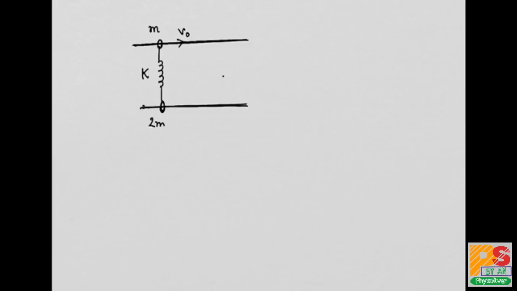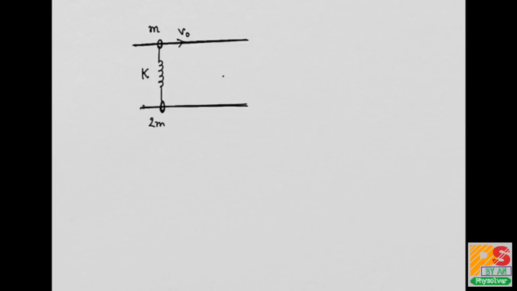Let's draw the diagram here. This is one rail and this is the other rail. No friction is present. This is the first ring of mass m, which is given a velocity v0 towards right, and it is connected to another ring of mass 2m by a massless ideal spring having force constant k, and this is the natural or unstretched length of the spring.